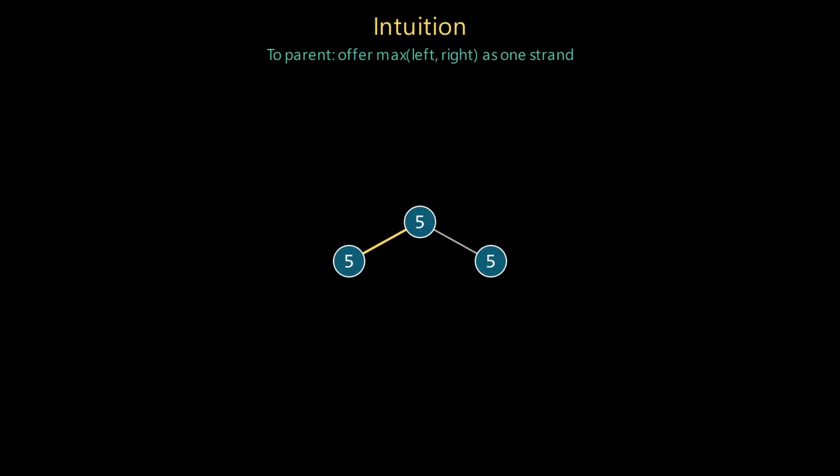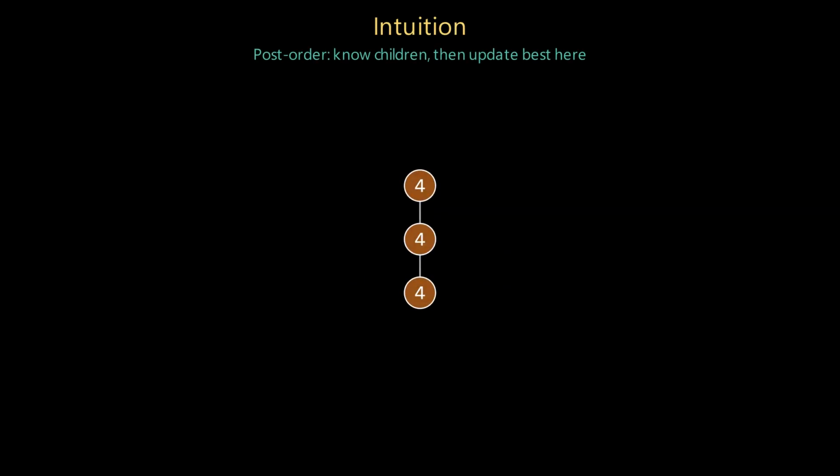Here is the catch: a node can use both its arms to calculate a path through itself, but it can only offer its strongest arm to its parent. We return the maximum of the left or right branch to keep the path a single, continuous line. We work from the ground up. By the time we reach a node, we already know the longest matching chain starting from its children. We just check if the parent matches those children, add 1 to the count if it does, and keep track of the biggest number we ever see.